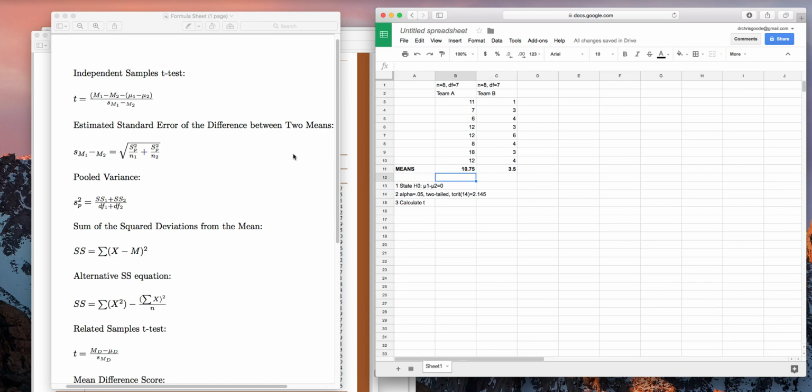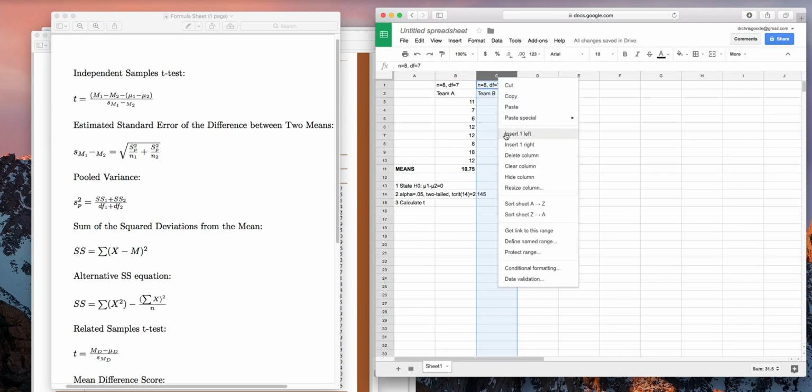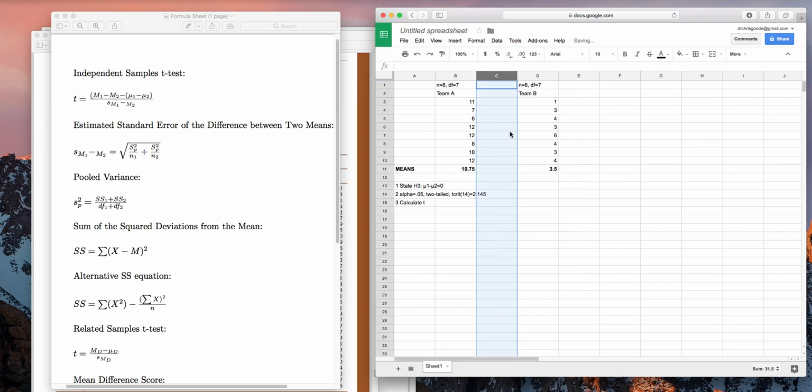This population mean difference we already said was 0 here in the null hypothesis. So we really need the estimated standard error of the difference between the two means, which is shown here. Well, to get that, we need the pooled variance. And to get pooled variance, we need sum of squares. So let's set up our spreadsheet to do sum of squares here. I'm going to insert 2 columns here for deviations and squared deviations, and I'm going to label them that. A little shorthand there. We'll copy these over to here.